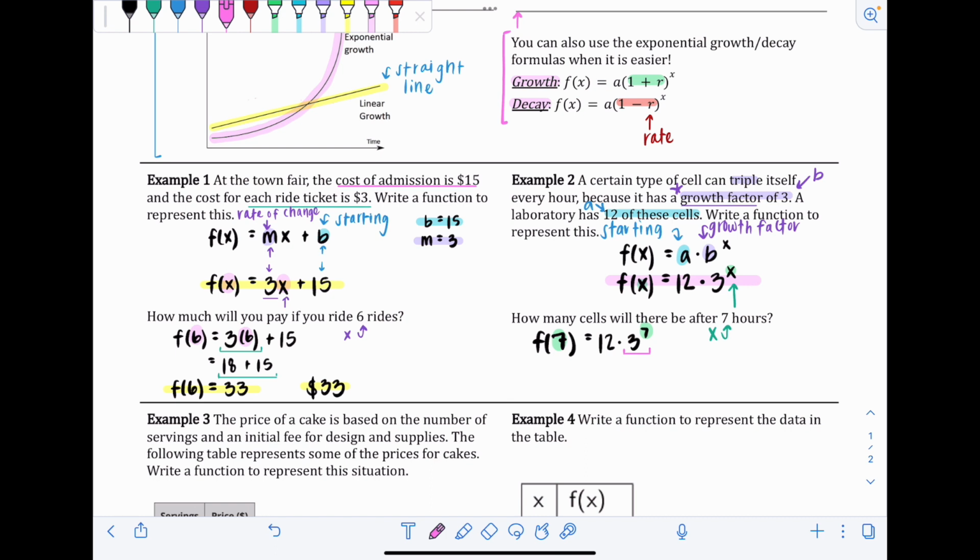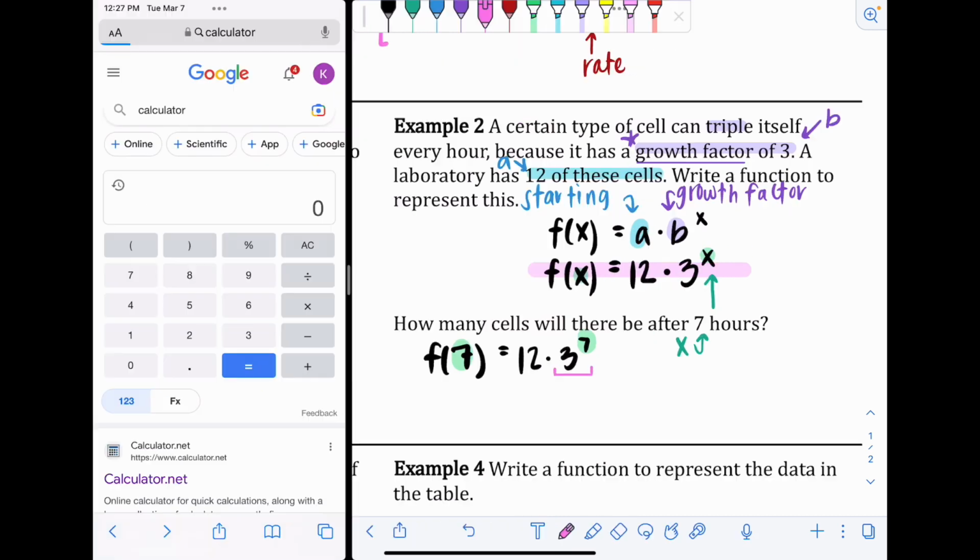So I just want to stress that this 7 up here is an exponent, and for any exponential function, that will be an exponent. So that does not mean 3 times 7. It means 3 to the 7th power, which means 3 multiplied by itself 7 times. So you really want to use a calculator for it. I'm going to pull one up.